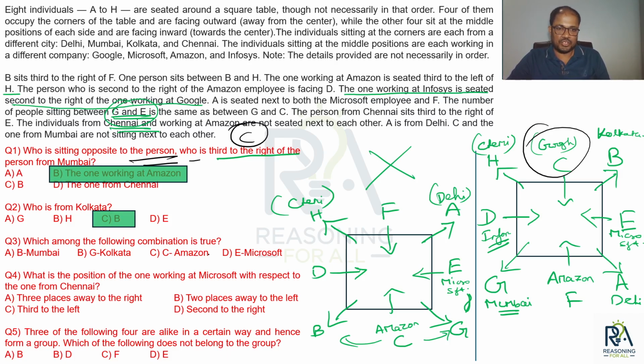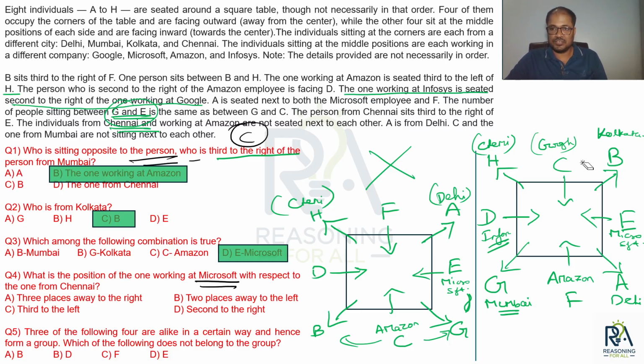Which combination is true, this is also straightforward answer, if you cross check the only combination that will satisfy is, एक बार देख लेते हैं, B मुंबई है क्या, नहीं, B कोलकाता है, G मुंबई है, G कोलकाता नहीं है, then C Amazon नहीं है, E Microsoft है, so this combination is true. What is the position of the one working at Microsoft with respect to the one from Chennai?